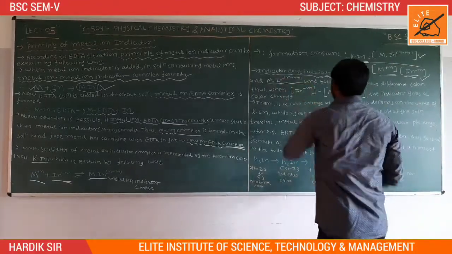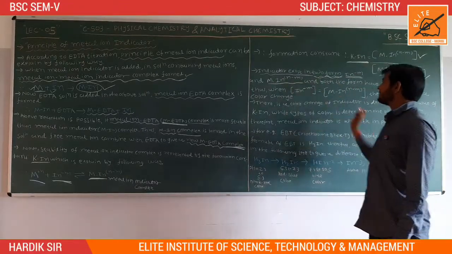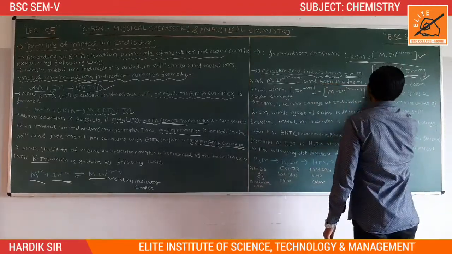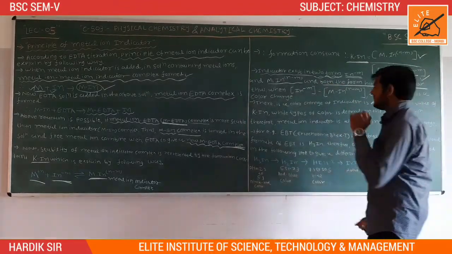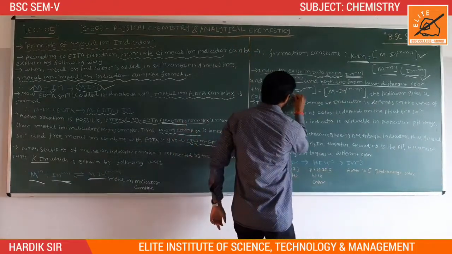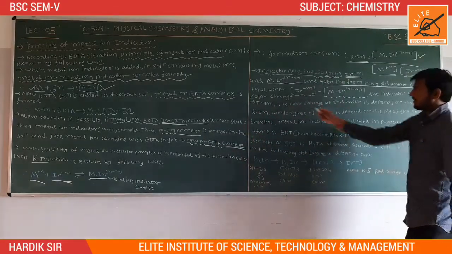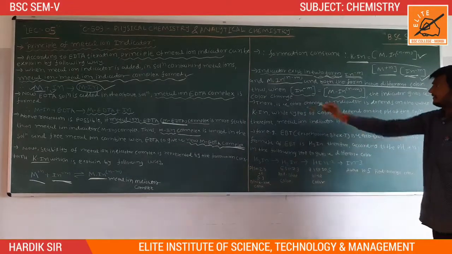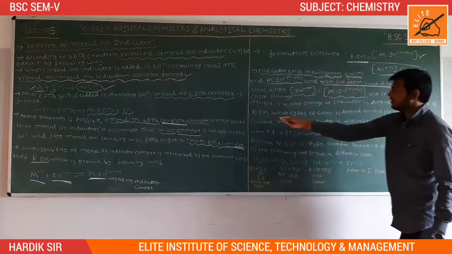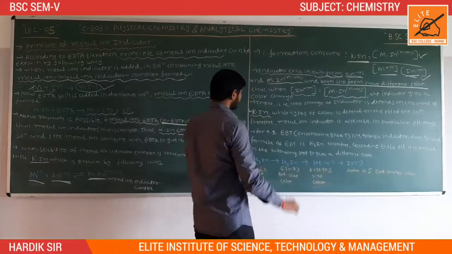So the indicator exists in two forms, IN minus m and M into IN minus m, and both forms have different colors, because the pH range also changes. Thus, between IN minus m and MIN minus m, the indicator gives a color change. The color change of an indicator depends on the value of the formation constant.